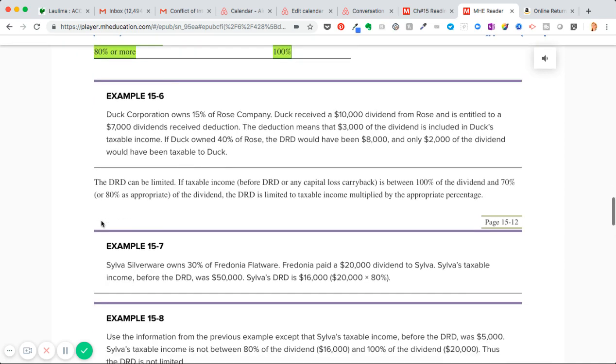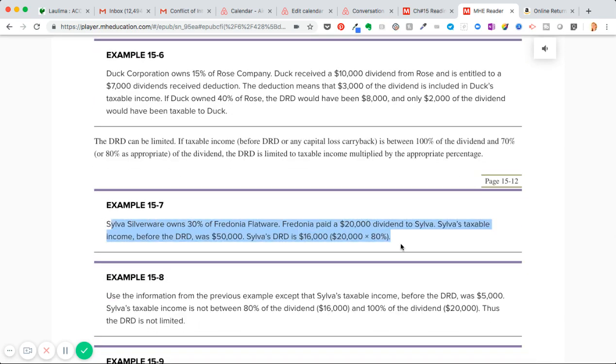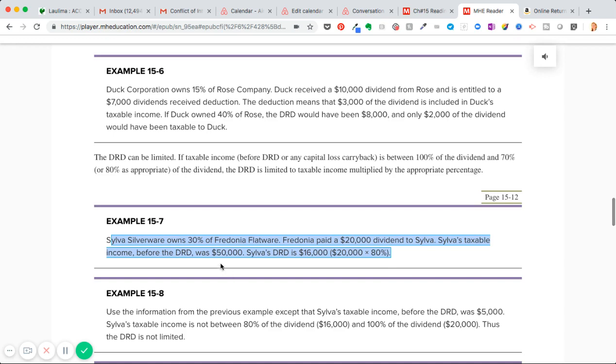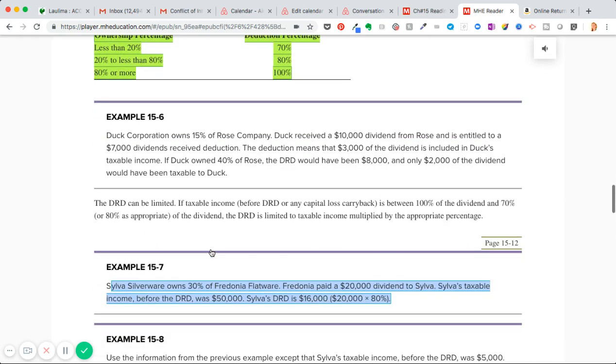So Silva, here down at 15.7, we'll look at this. Silva Silverware owns 30% of Fredona Flatware. Fredona paid a $20,000 dividend to Silva. Silva's taxable income before the DRD was $50,000. So remember, we got to look.